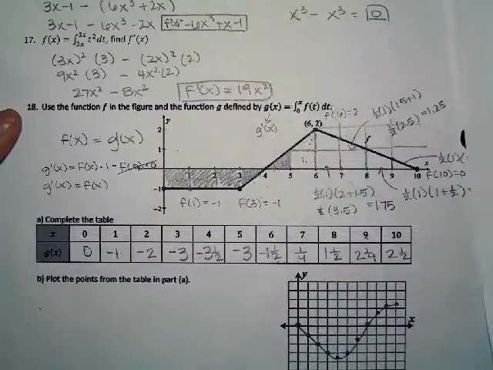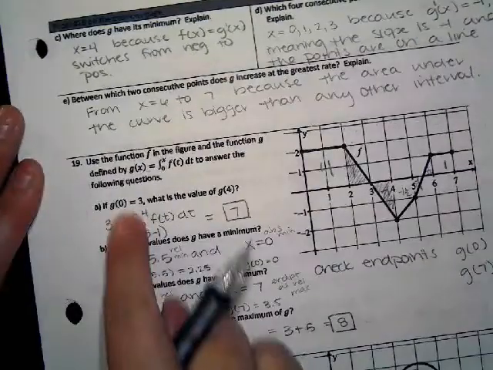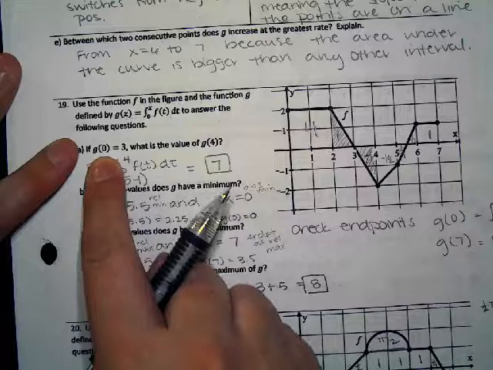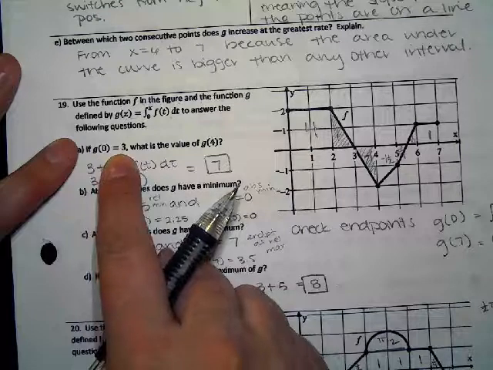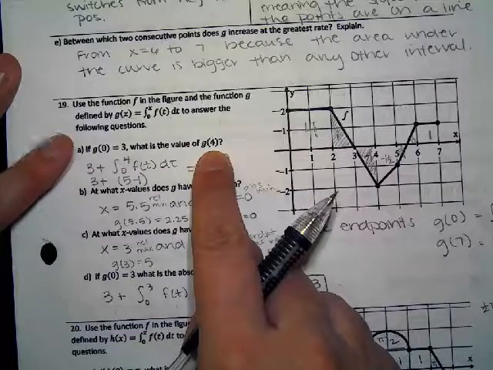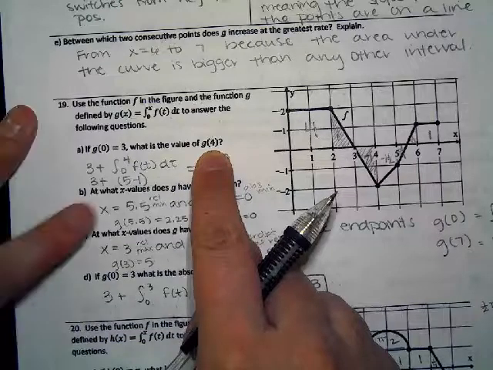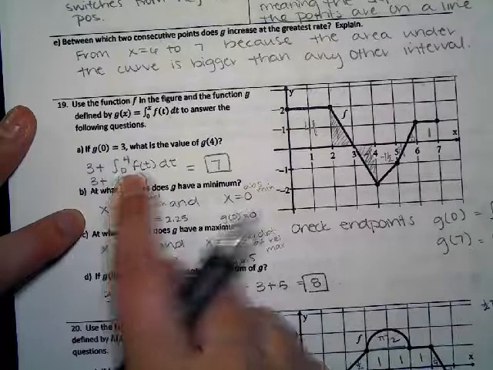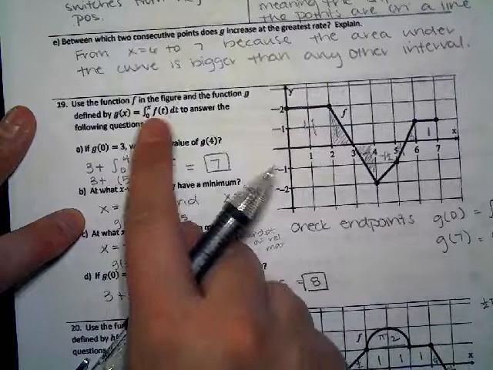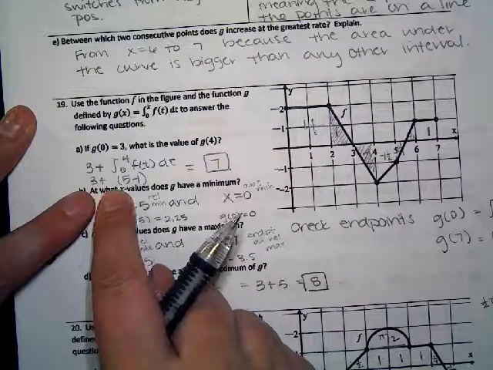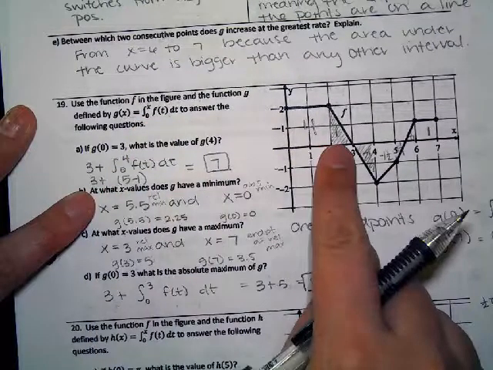So in 19, we used what we learned last time too, right? It said if g of 0 is 3, what's the value of g of 4? So this one is asking you just to use integration. So g of 0 is 3, so we start with 3 plus, and then we're plugging in 4 for x. So if we want this y coordinate, we're going to have to read the graph and find the area under the curve to do it.